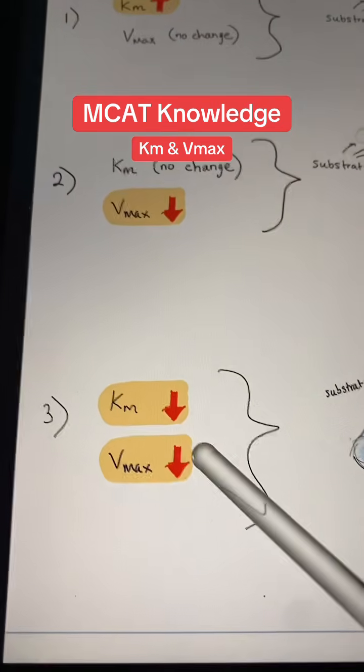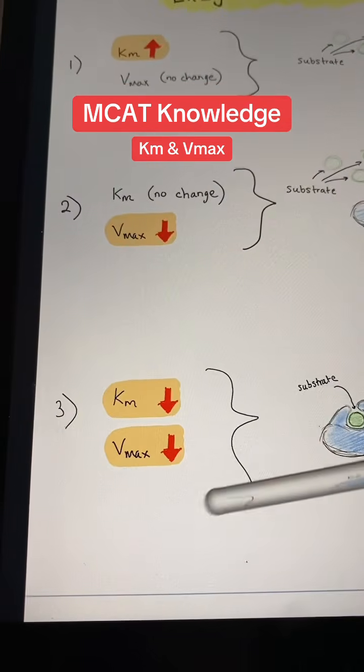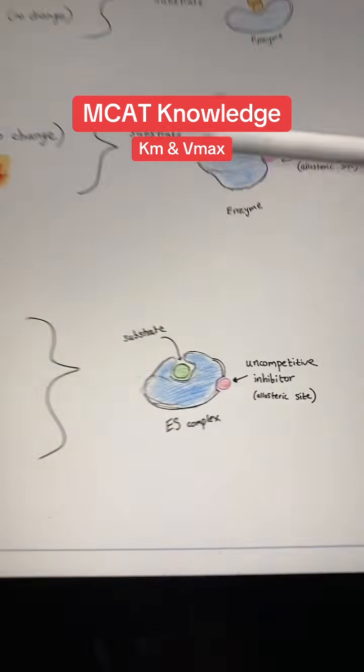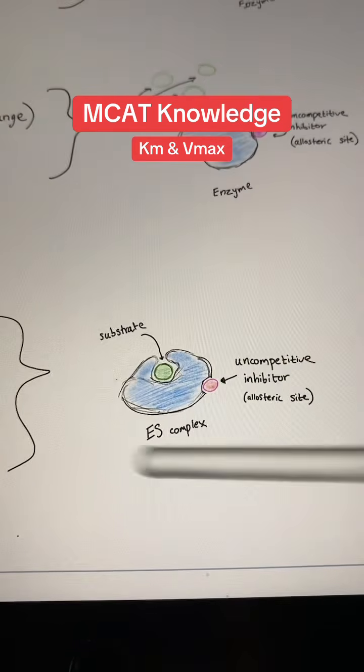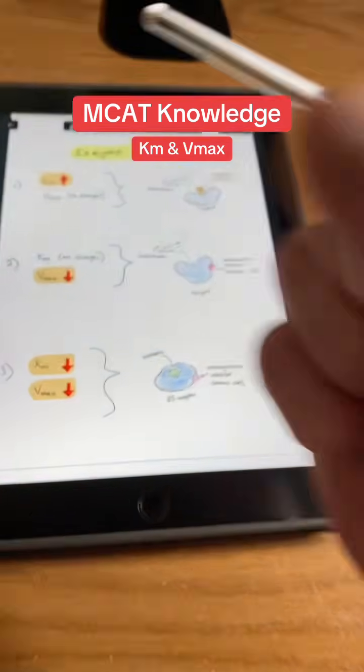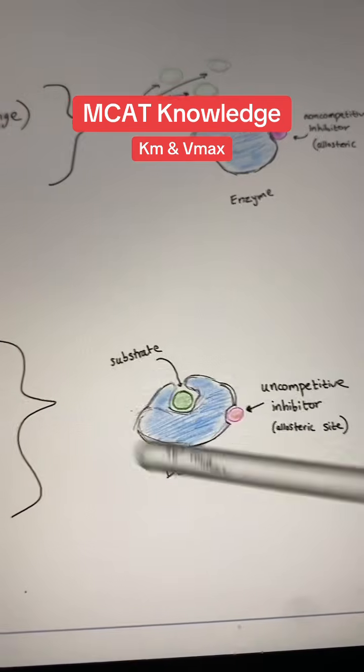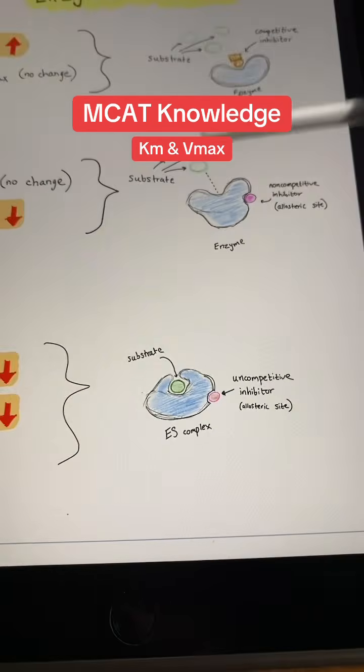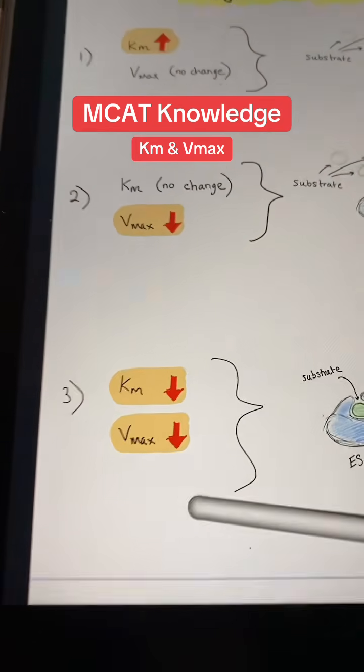The Km also goes down because we know that a low Km means a high affinity for substrate. This substrate is stuck inside the enzyme, so it's holding onto it so tightly that the affinity for this substrate molecule has increased, which means the Km has decreased.